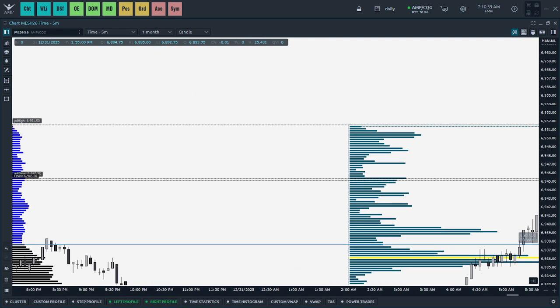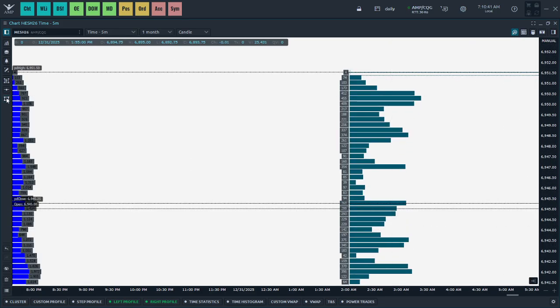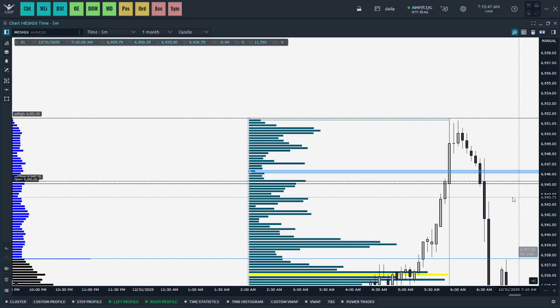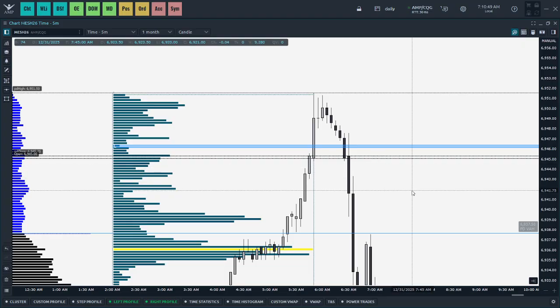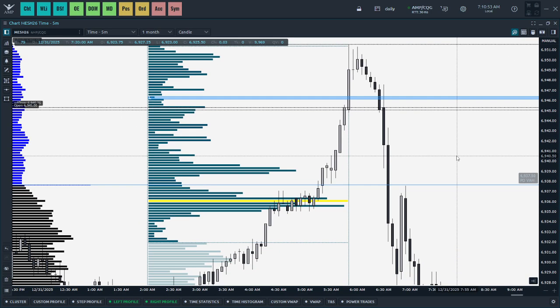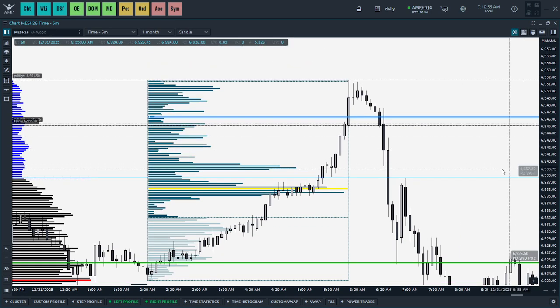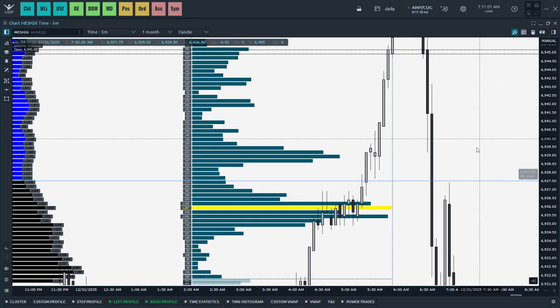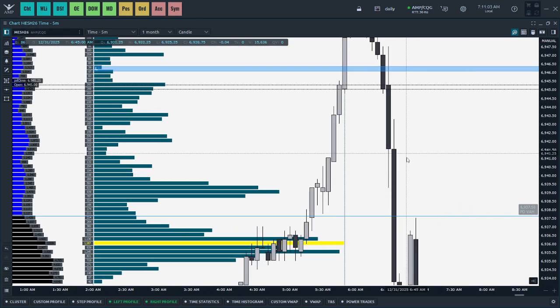So we're going to zoom in here again. As you can see, we have a low volume node as small as 39. Okay. So this area is where I would want to be seeing get flipped and then rejected. Okay. So this is a very tricky area to trade. Look at how much volume was traded in this area. So you're going to have to pay a lot of attention to this.